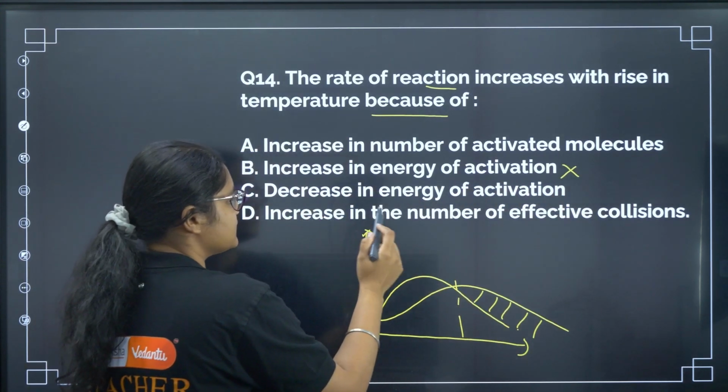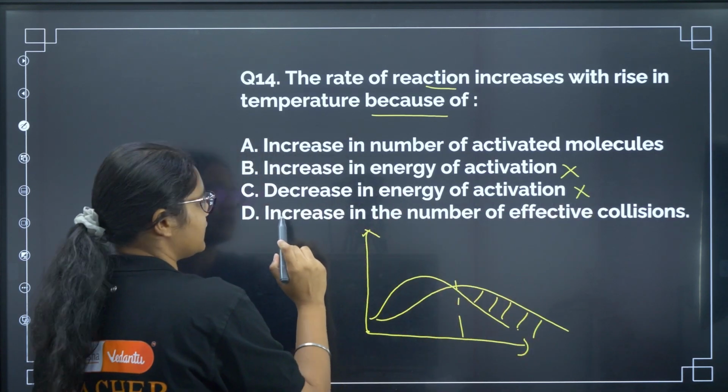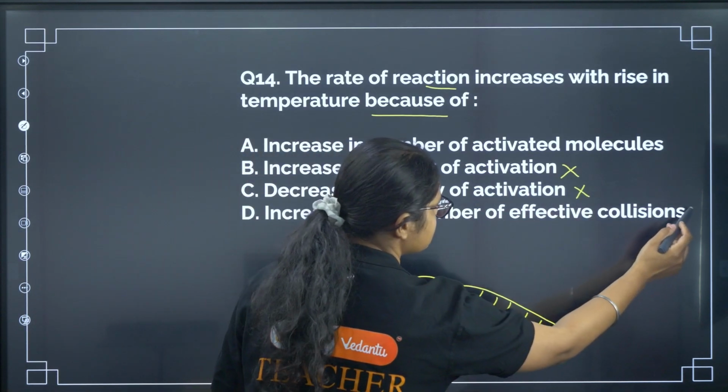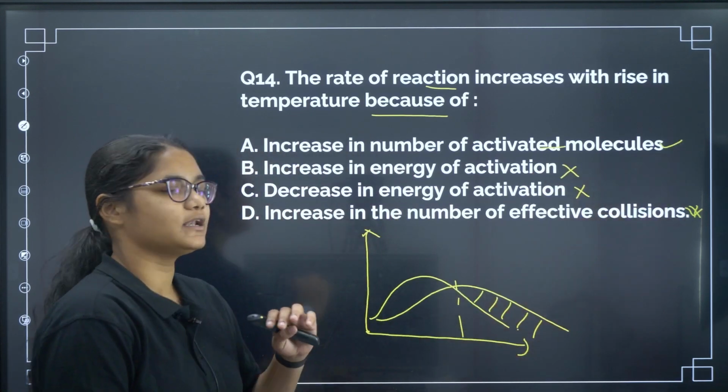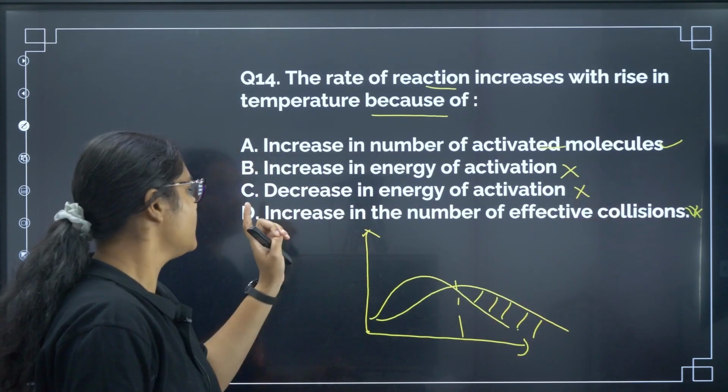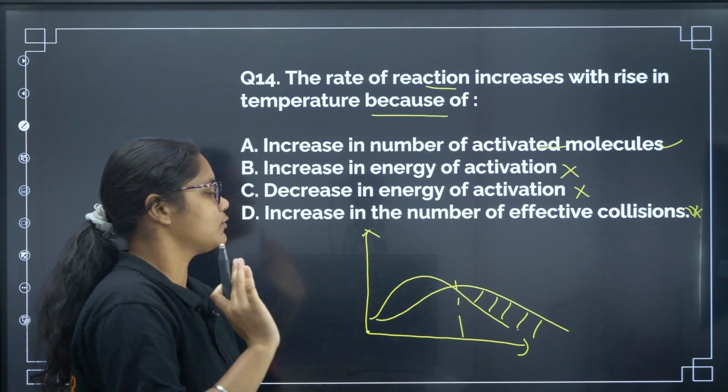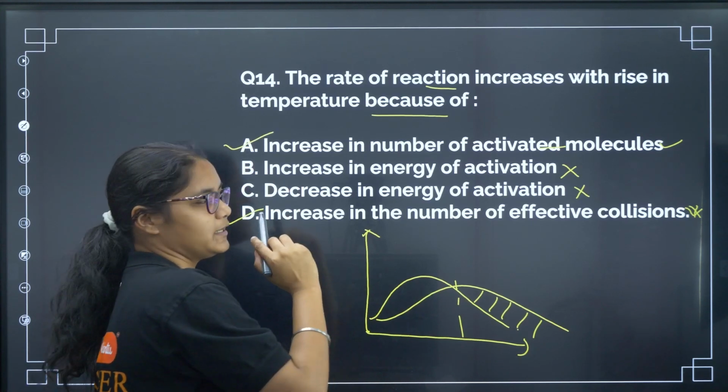Okay. Next, decrease in the energy of activation. This is also not there. Increase in the number of effective collisions. This can also be a reason. This one also is a correct answer. Okay. So the number of activated molecules increases when the temperature increases. So the correct answer for this question will be option A and D.